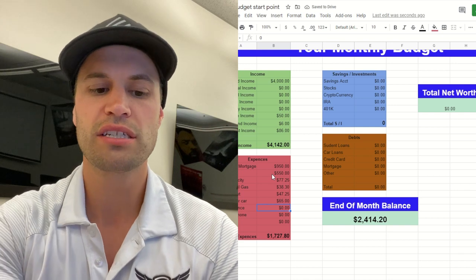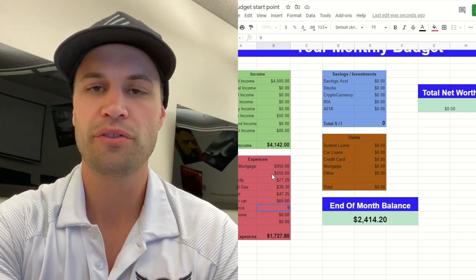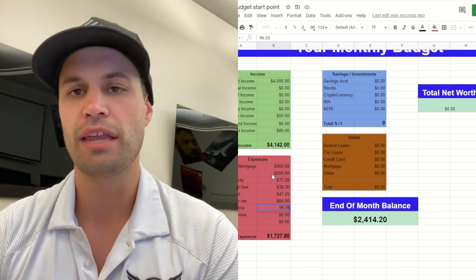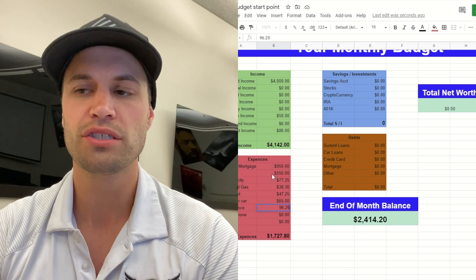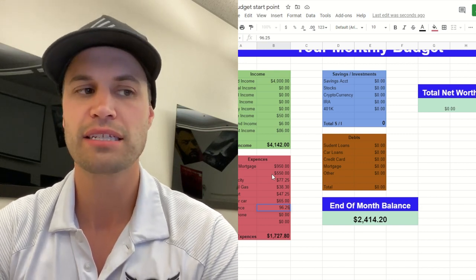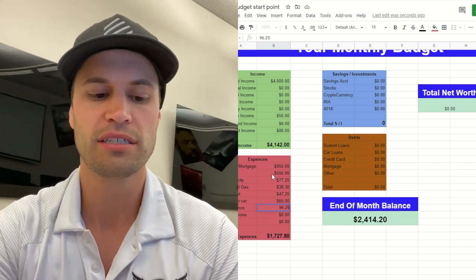Okay, insurance, this is actually just car insurance. This isn't health insurance or homeowner's insurance. If you have a mortgage on your home, then that's usually already rolled into your mortgage, and it's good to have renter's insurance, but this is just for our car, okay? So it's about $96.25 is what the average car insurance is.